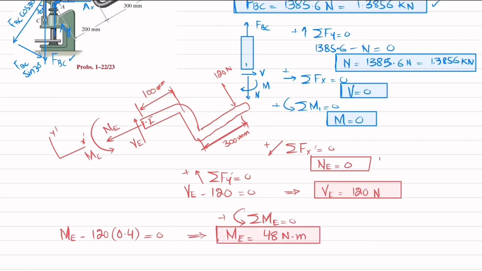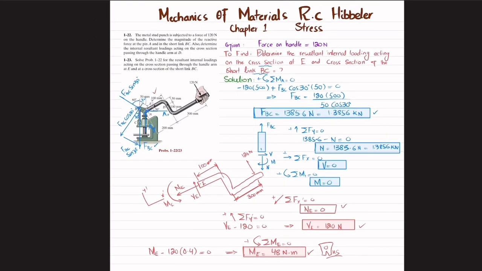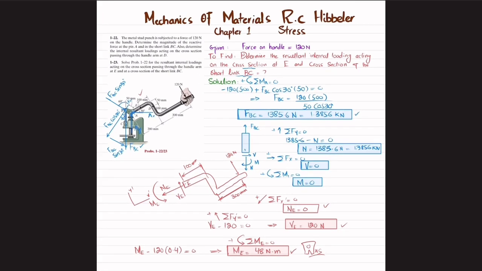So this NE, VE and ME is the resultant internal loading at point E, which is the answer of this part. So that was all about this problem 1-22, in which we have been asked to find the internal loading in member BC, where we found the normal force, shear force and moment at the cross section at point E, which is NE equal to 0, shear force 120 Newton and moment 48 Newton meter.